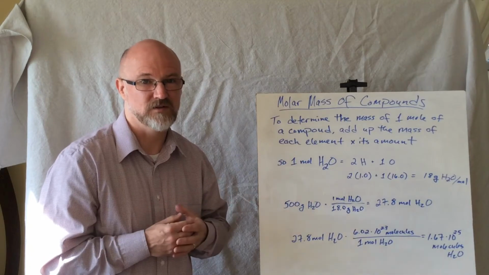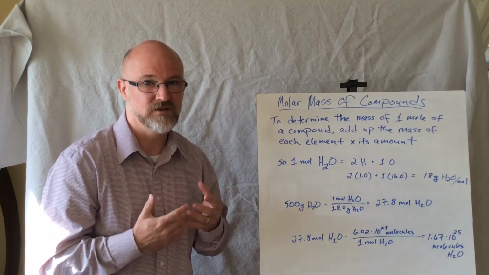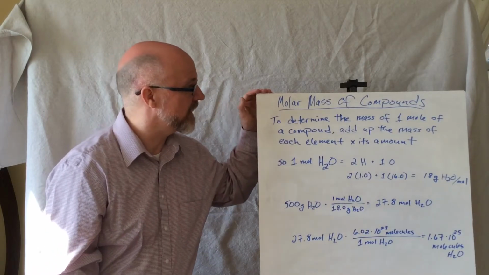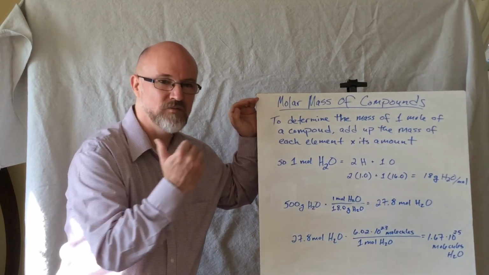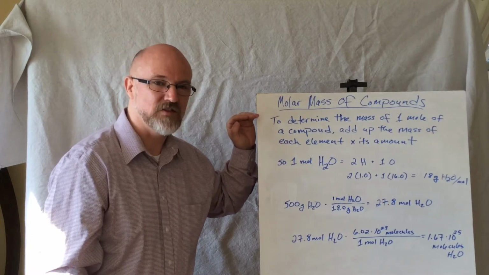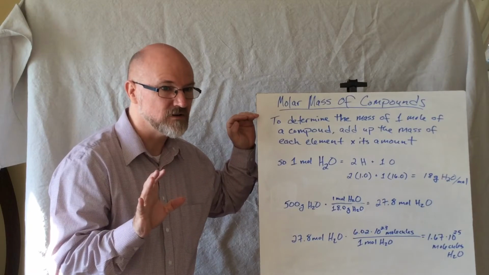But what if it's a compound? Because a lot of times in reactions we're dealing with compounds, with molecules and ionic compounds with formula units. So let's talk a little bit about how you calculate the molar mass of a compound. Just adding one more step here, one more little layer. So if we're trying to figure out the mass of one mole, why that's going to become important will become clear.